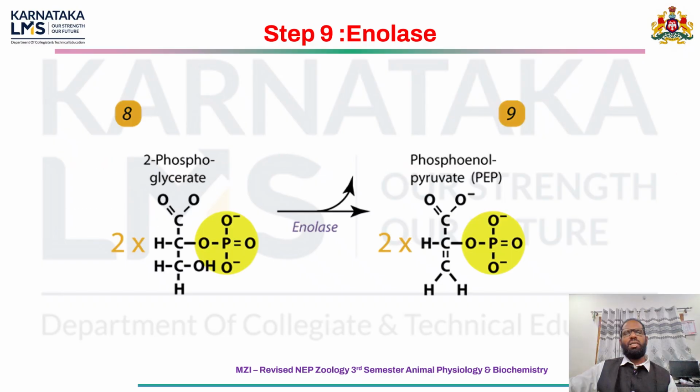And this is how exactly this will take place. Now here you can see that the 2-phosphoglycerate will undergo a certain kind of modification, and that is responsible for the formation of phosphoenol pyruvate. Here there is a removal of water, actually, and that is responsible for the formation of the PEP.